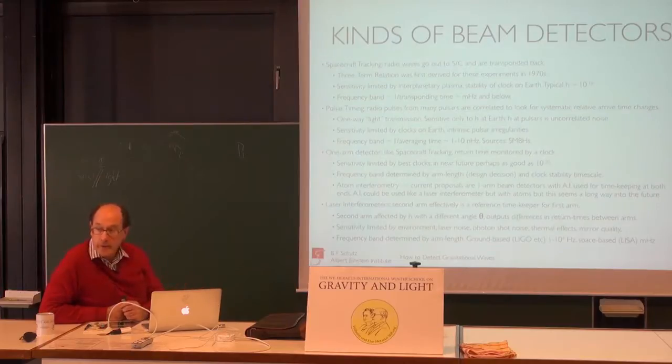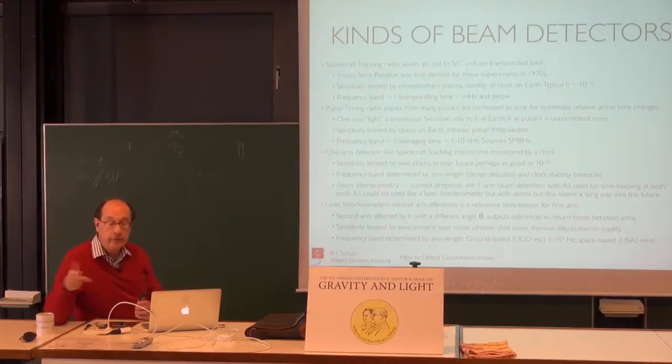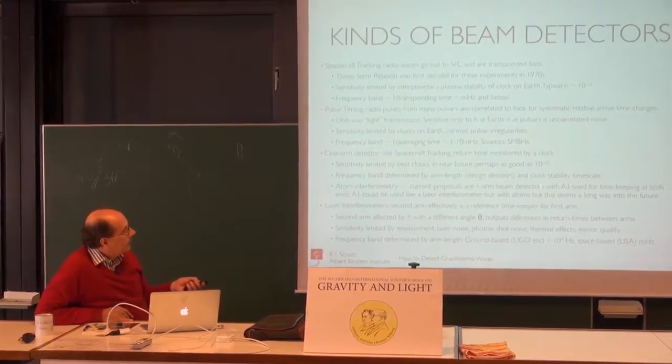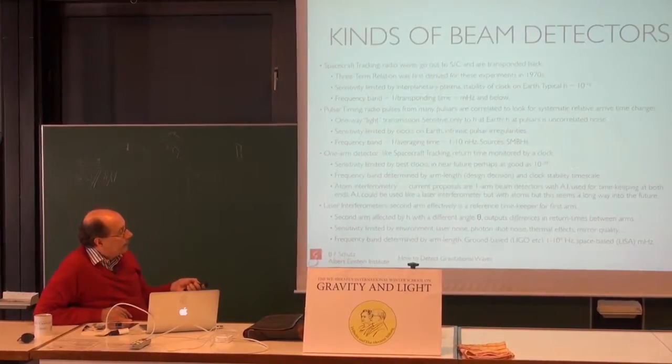But 10 to the minus 20 isn't good enough to get to the kinds of sensitivity levels that we need for ground-based detection in the kilohertz band. And so that's why we don't have just one-arm detectors with good clocks. We just don't have clocks good enough. As soon as the clocks get good enough, we may do that. But at the moment, we need interferometers, and I'll come back to interferometers. But in principle, you could use a one-arm detector with a clock. If you had one, the frequency band would be determined by the arm length. The time up and down would be a sort of sampling time, and also then by the clock stability timescale.